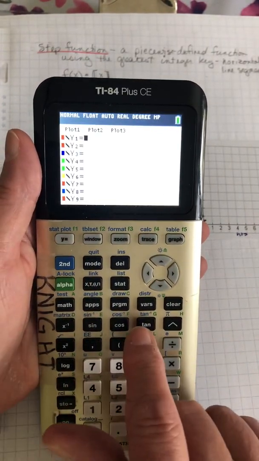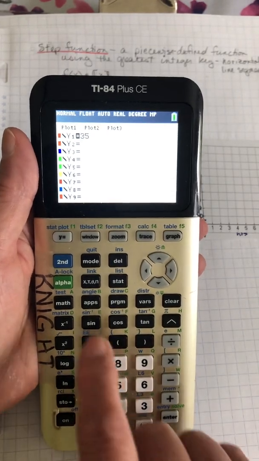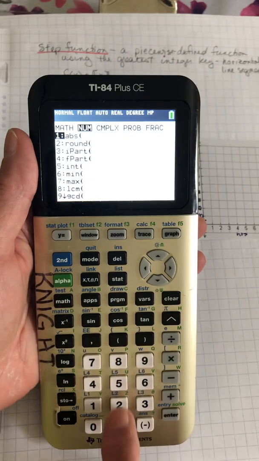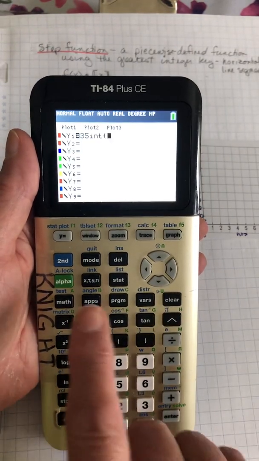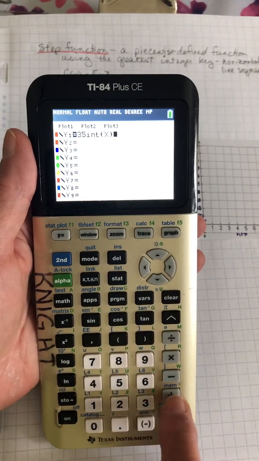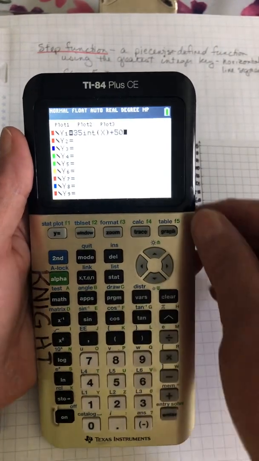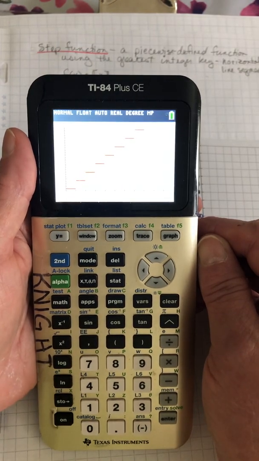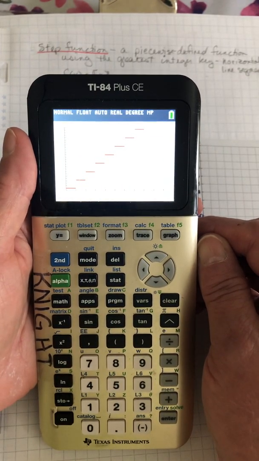And if I go back and I say, okay, 35, math, arrow over, number 5, that gives me my integer, put in my x, close parentheses, plus 50. There's my graph. Okay, and that does look kind of like what's in the book.